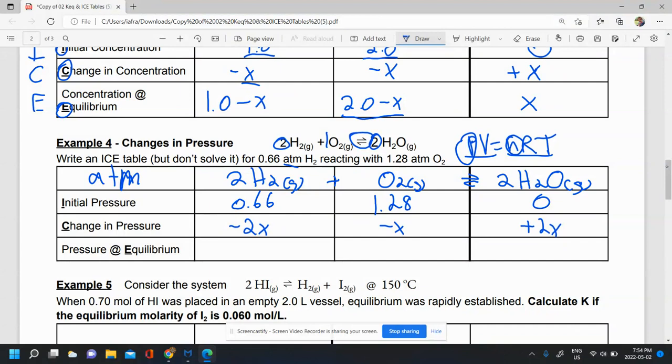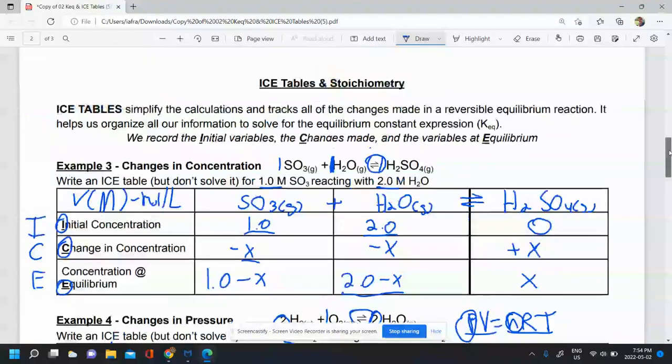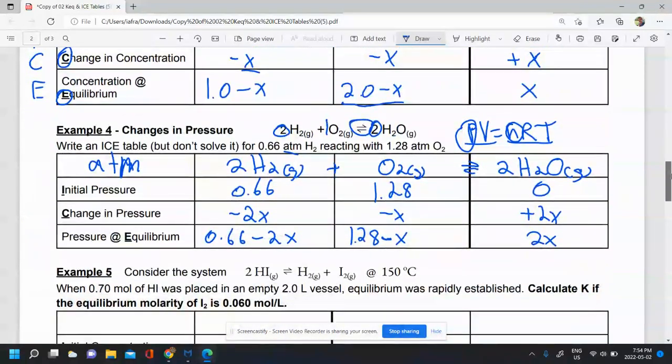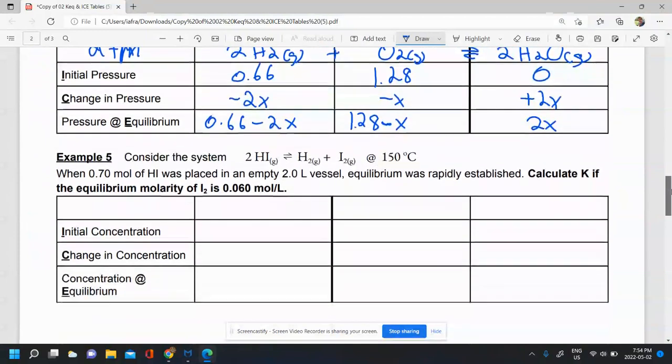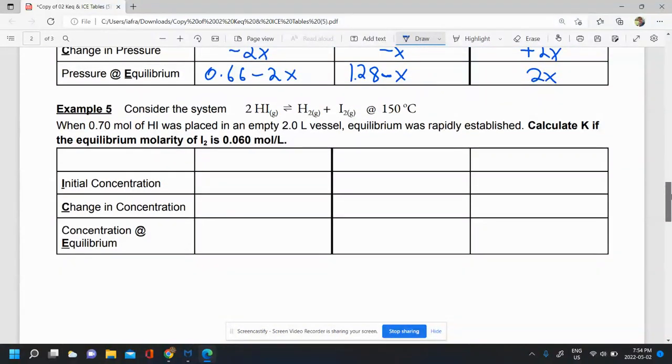So our final pressure at equilibrium is simply going to be our initial, take away the 2x. For the O2, it's our initial, take away the x. And then for our H2O, it's simply 2x. So what we've done in these two examples, we've set up two ice tables. We didn't really do any work with it other than setting up the ice tables. Now we'll go a step further. We'll be able to figure out the K value given some additional information and using an ice table.